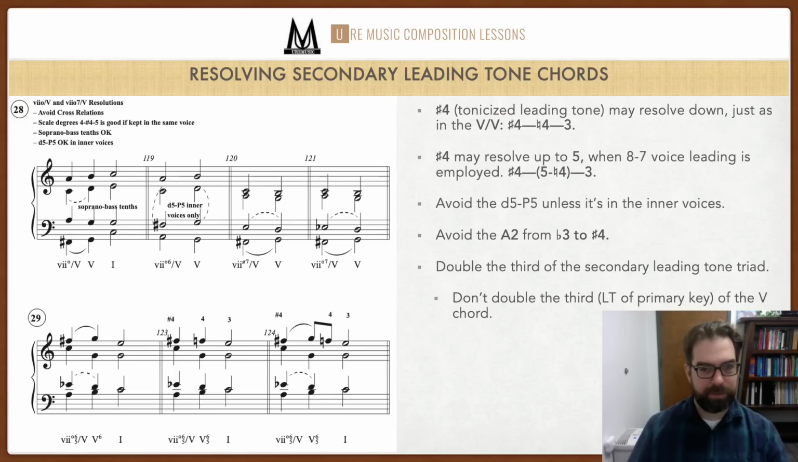So anytime you need to double a chord tone with a diminished triad, this is a review, you should double the third if possible. Your second best option would be to double the fifth. You don't want to double the root because that emphasizes the tritone between the root and the fifth of the chord.